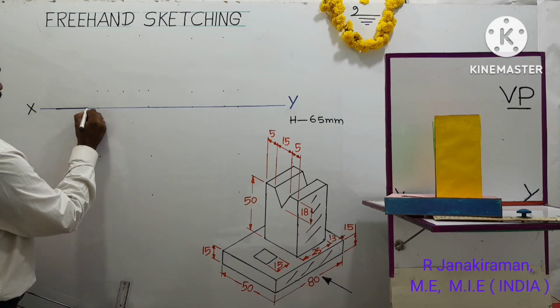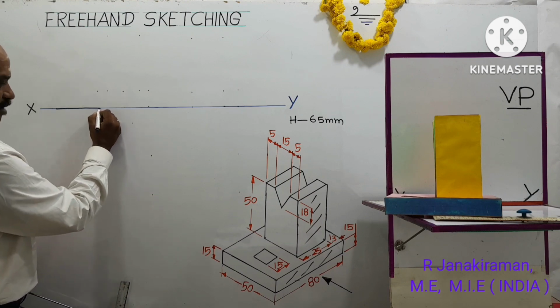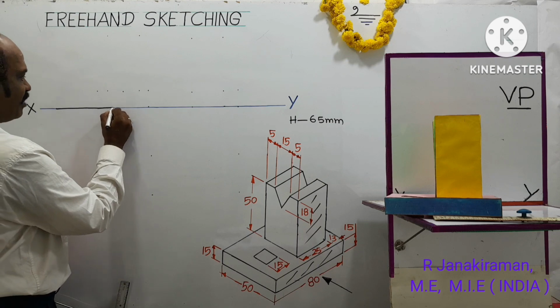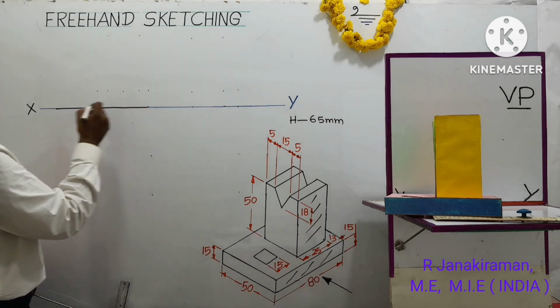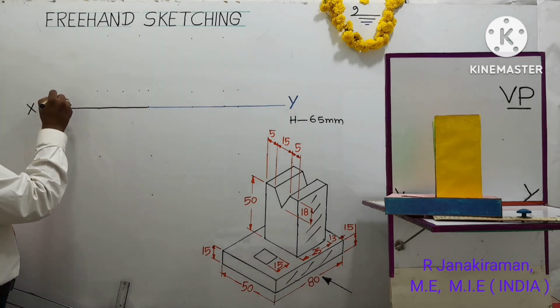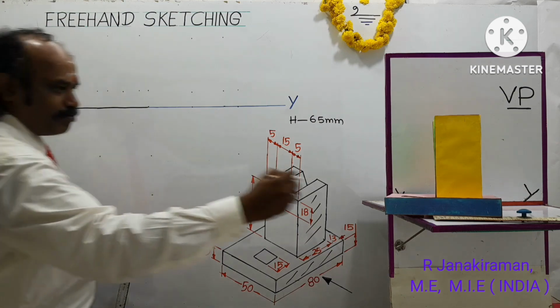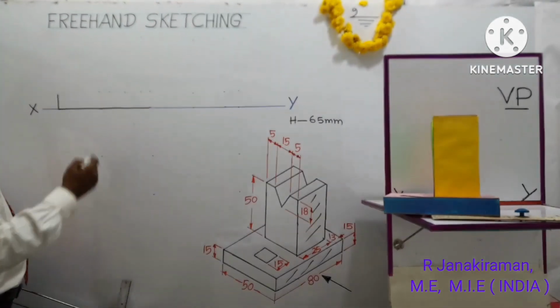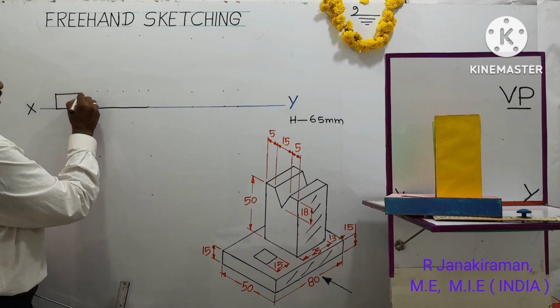Draw one horizontal line equal to the length of 80 mm. 80 mm will not be exactly 80 mm as we are not using a scale for this. And the thickness of the base is given as 15 mm. This blue color part I am constructing, seen in the front view or elevation.